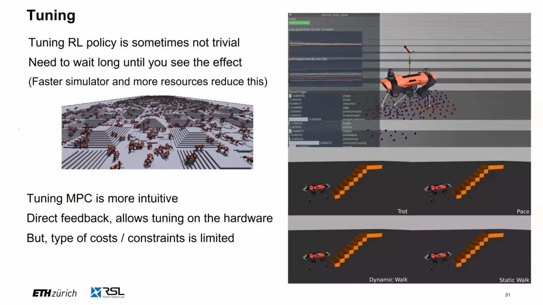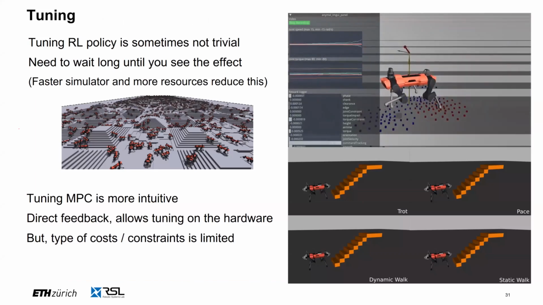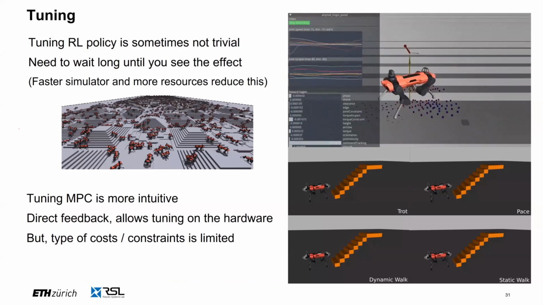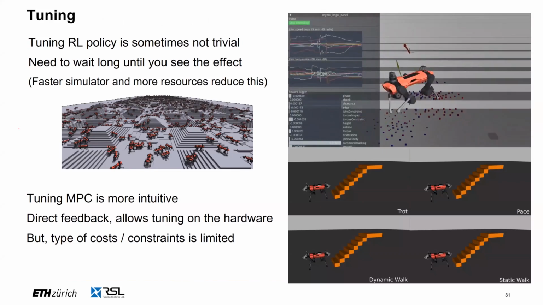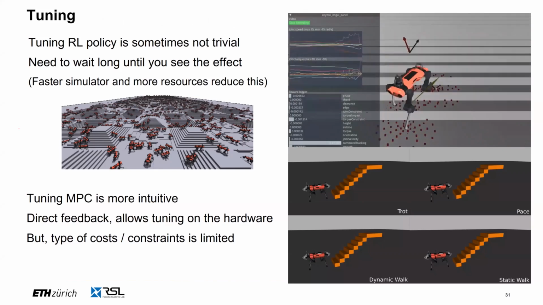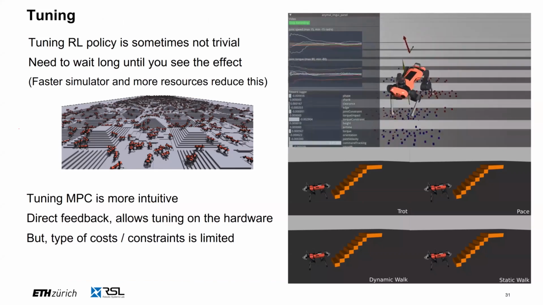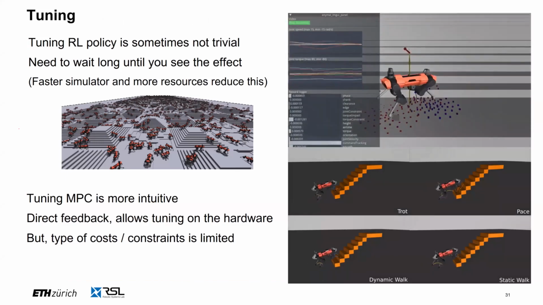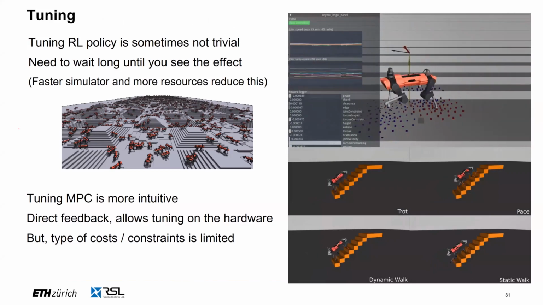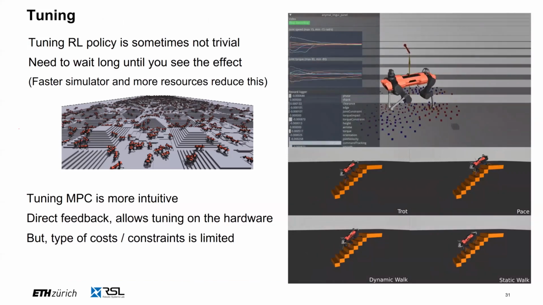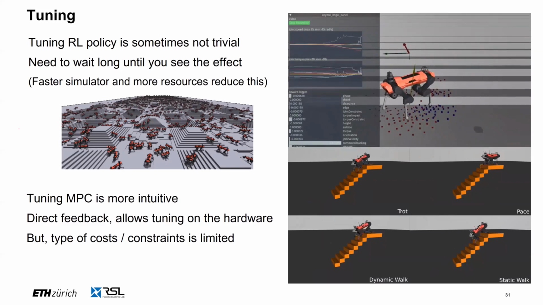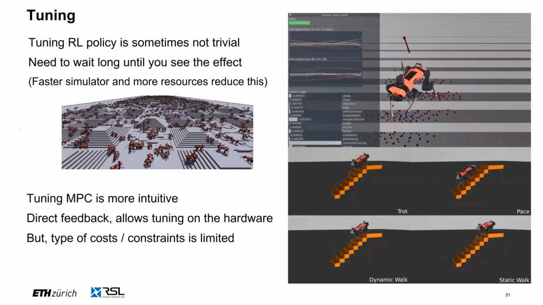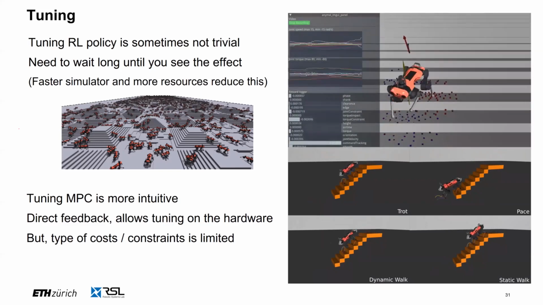So then, about the discussion, I will first talk about some downsides of RL. Although it can achieve very robust behavior, tuning the policy was sometimes not trivial. In this example, the policy was a bit hesitating in front of the stairs, and I was not sure why it was doing this. So I was tuning, trying to change the command following reward, or trying different things. And in the end, the reason was that it was getting some edge penalty. When you stepped near the edge, it was getting some penalty, and that was because it was hesitating.